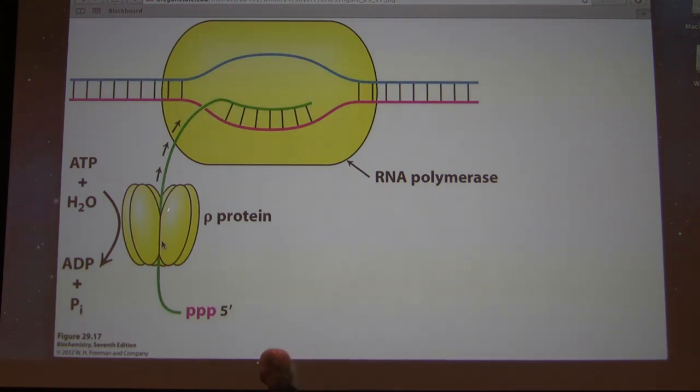Well, this one relies on that tail hanging off of the end. That tail hanging off of the end is a target for Rho protein. And Rho protein is really good at grabbing a hold of that tail. Okay? Rho protein likes to climb that tail.